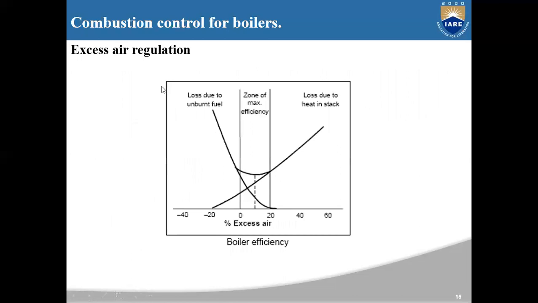Next, here we can see the picture of the boiler efficiency versus the excess air. This is the loss due to unburned fuel, and this one is the loss due to heat in the stack. Here you have the zone of maximum efficiency, which can be achieved in this zone.